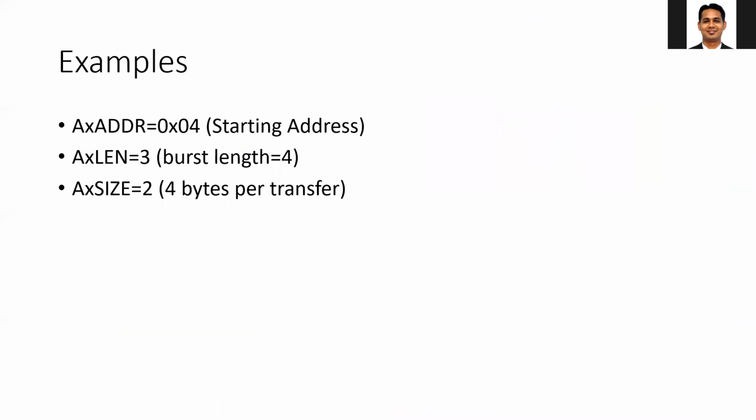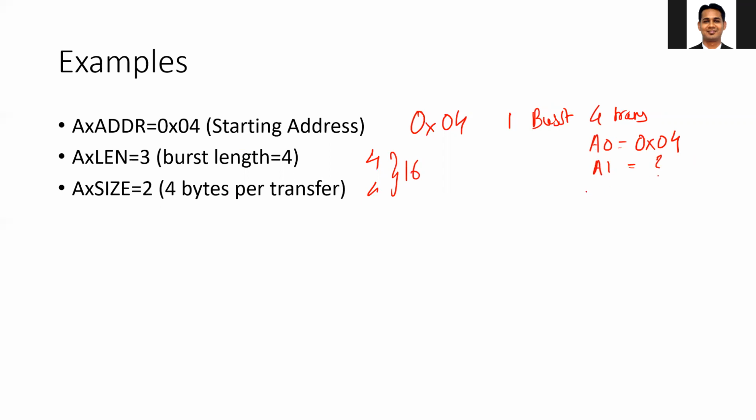Now these are certain examples. For example, my starting address is 0x04. My burst length is 4, and each transfer is 4 bytes. So in total I'm transferring 16 bytes. So I'll have one burst, and I'll have 4 transfers. For the first transfer, my address is 0x04. For the second transfer, what should be my address? For the third transfer, what should be my address? And for the fourth transfer, what should be my address?